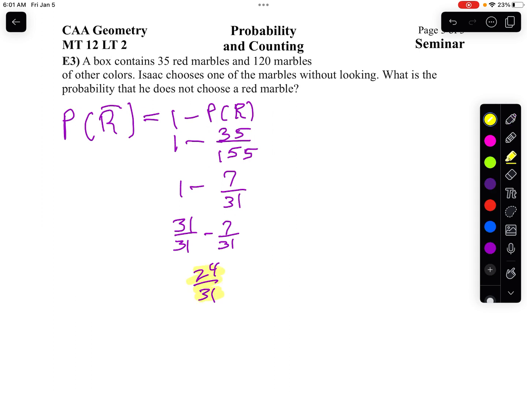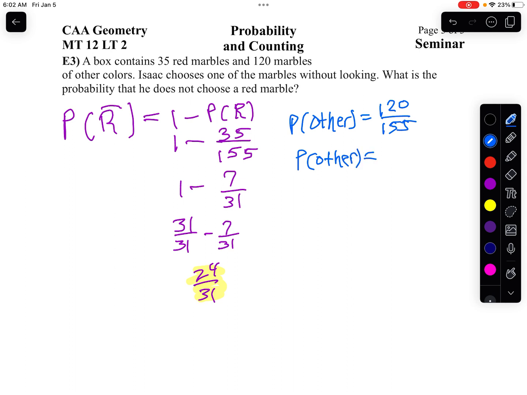And if you're thinking, is there an easy way to do this? Well, with 2 of them there is. In fact, the probability of not red is the same thing as the probability of an other marble, isn't it? Which would be 120 over 155. And then if I notice 5 goes into both of those, 120 divided by 5, I think it's 24, isn't it?